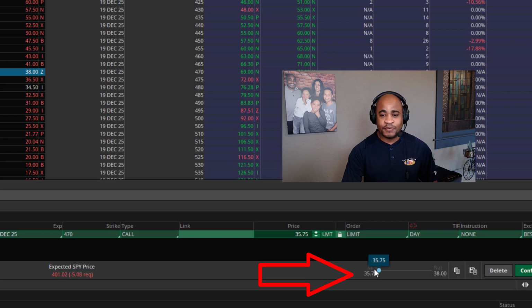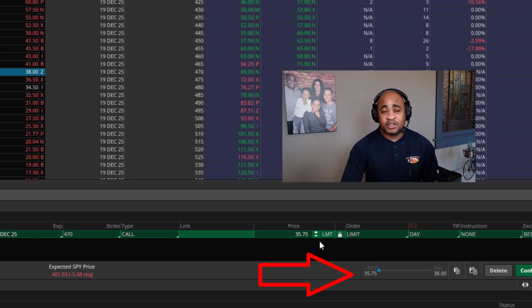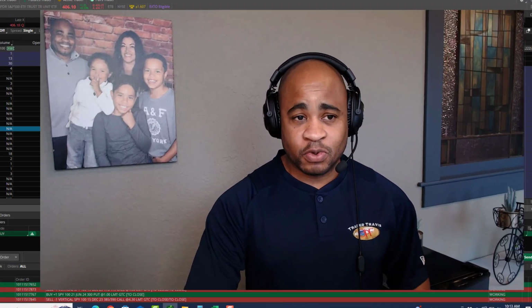I doubt it will fill. LEAPS, or long-term options, rarely fill at the mid. Maybe I'll get lucky. If it does, okay. If it doesn't, same deal. I'll come back in and adjust the price up 5 cents at a time until the broker fills it.